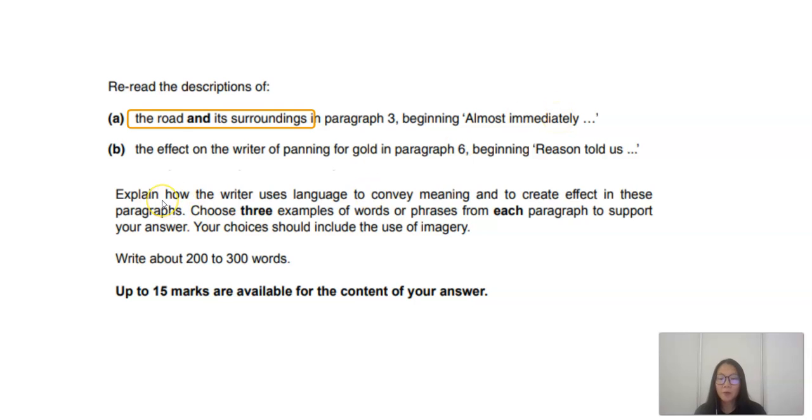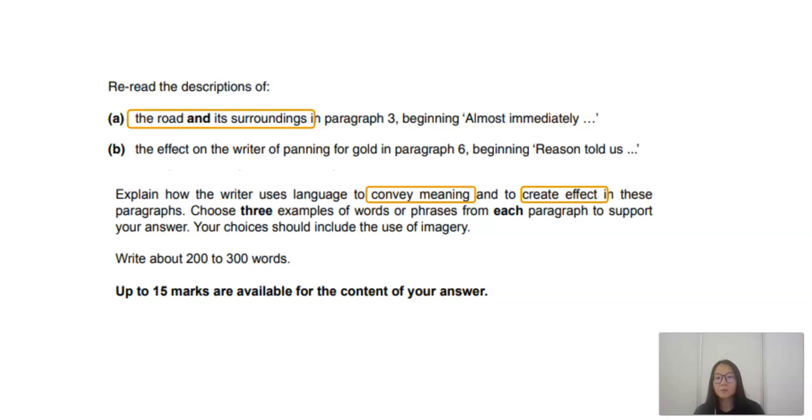Very important, of course, to read the instructions. By the time you go for your exams, this should be at the back of your hand. You would know it already, but just for the purpose of being on the same page: explain how the writer uses language to convey meaning and to create effect in these paragraphs. Remember, the crucial point here is not to give a dictionary definition of the words or phrases, but to talk about how they convey meaning and create effect.